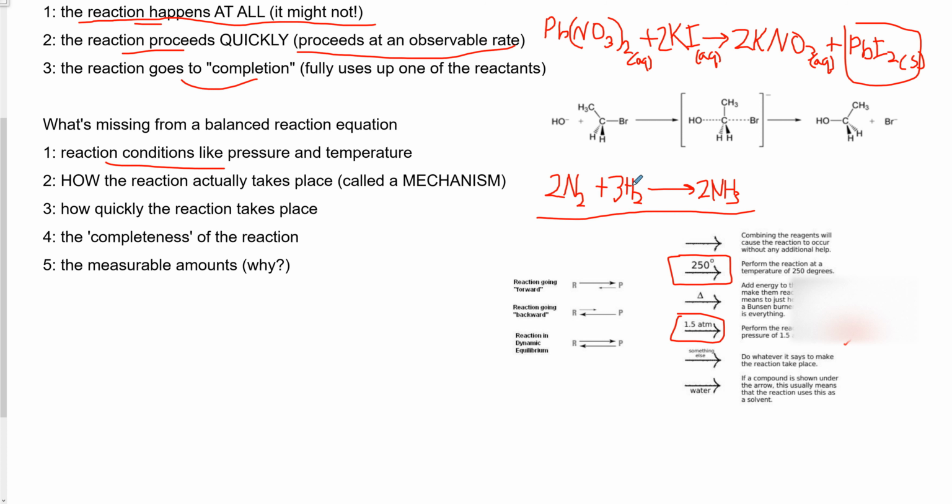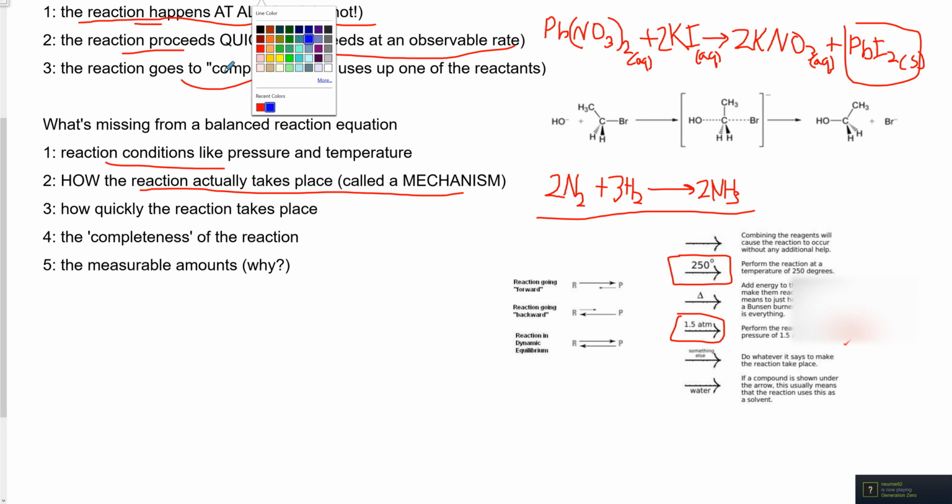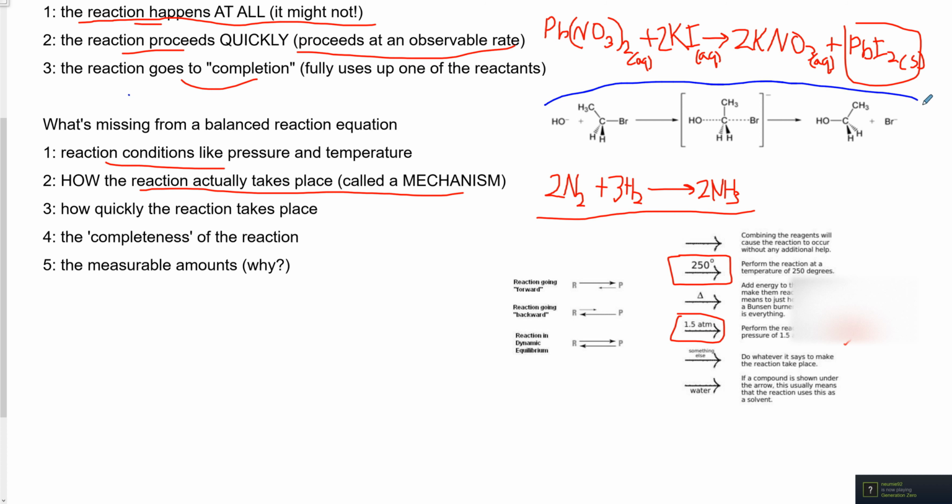The next thing that a reaction equation misses is what's called a mechanism. I'm not going to talk about these hardly at all. This is an example of a mechanism. It shows the structures of the molecules and the ion that we're dealing with.